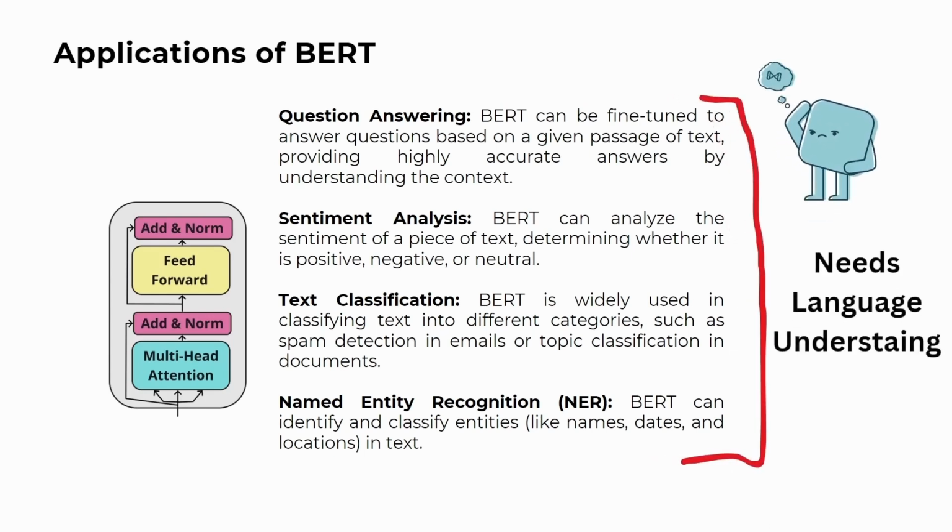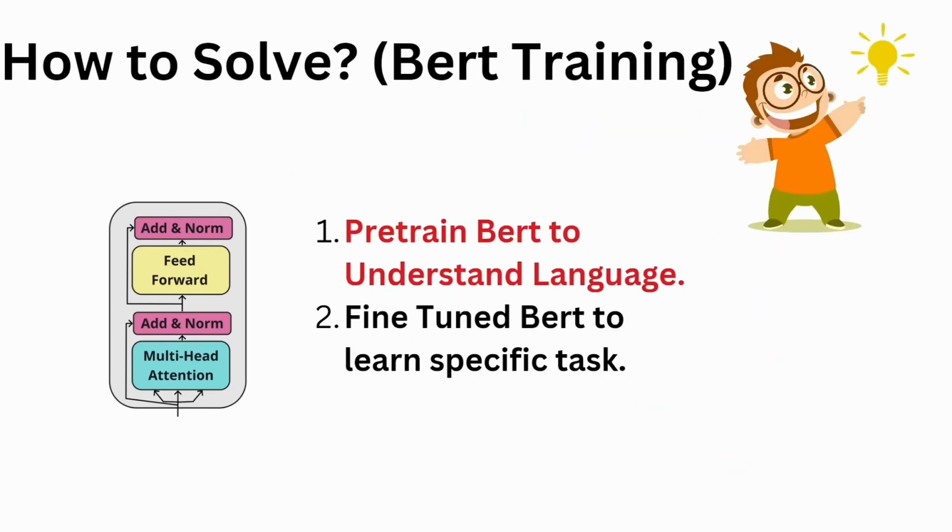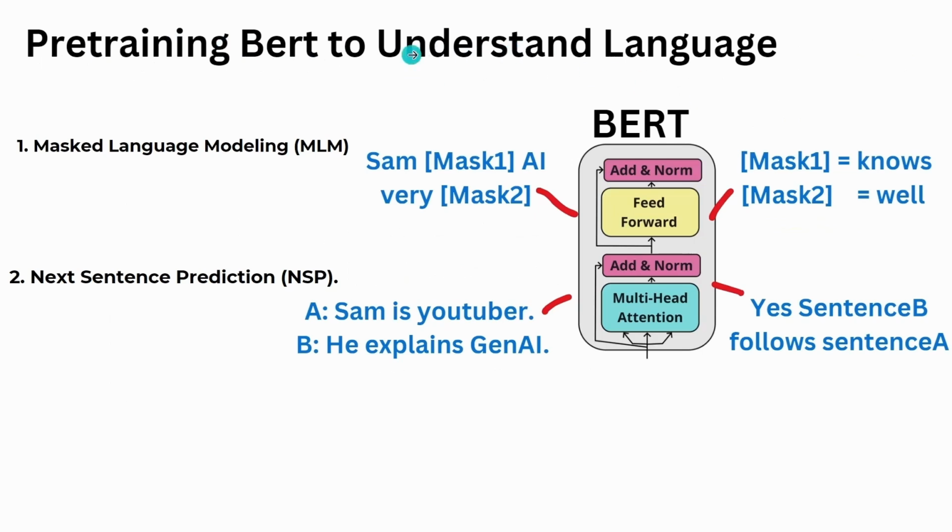Building these applications requires language understanding. So how are we going to train the BERT algorithm? We have two techniques to train BERT. The first one is to pre-train BERT to understand language. Then we will fine tune BERT to learn a specific task. First we will see the pre-training of BERT to understand the language model. In pre-training, the first technique is masked language modeling, and the next one is next sentence prediction. We have to perform both on BERT to understand language.